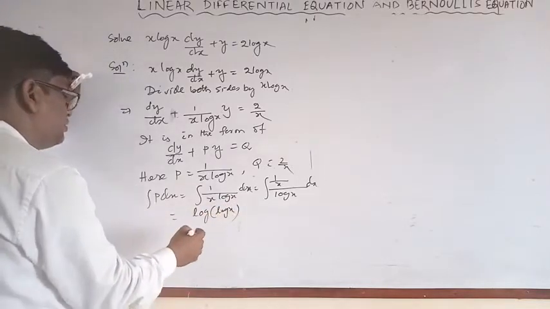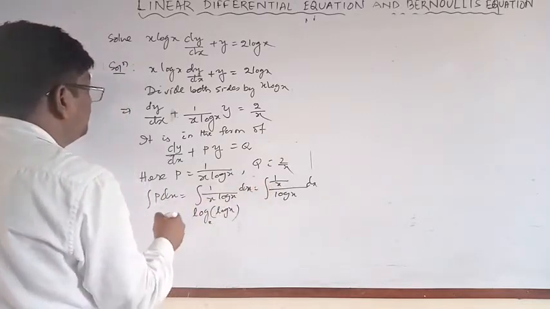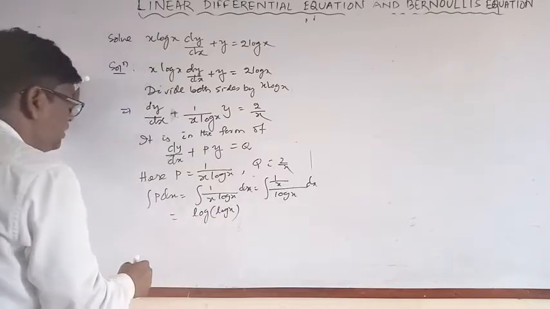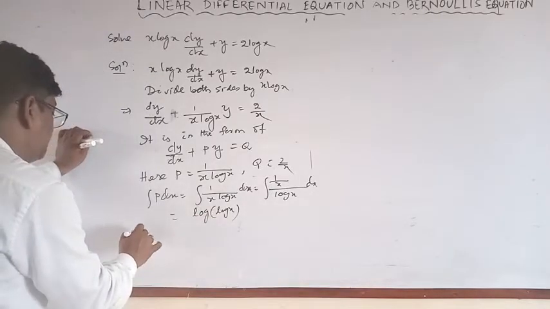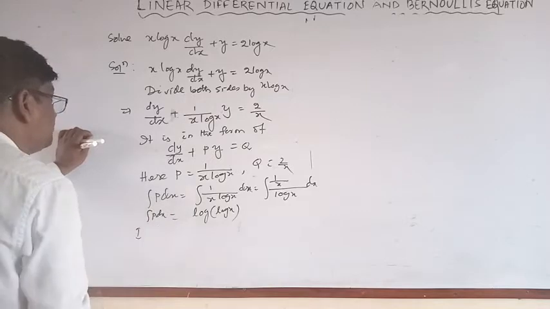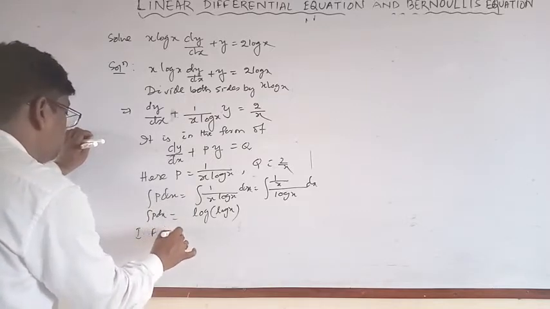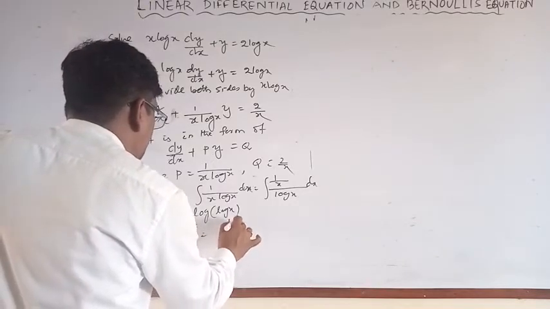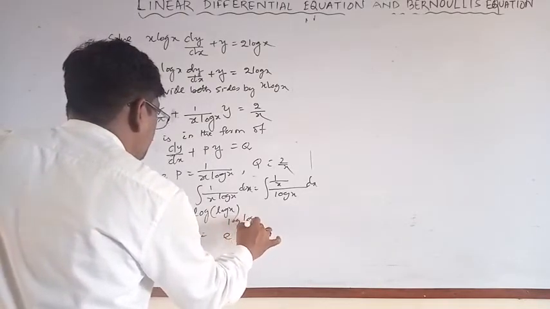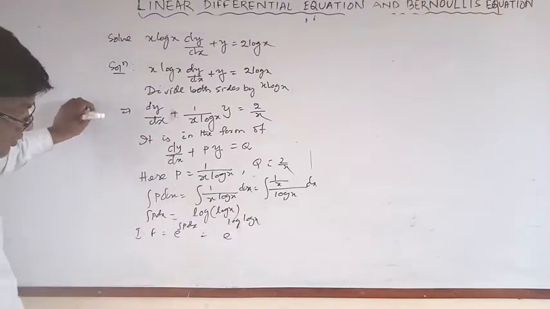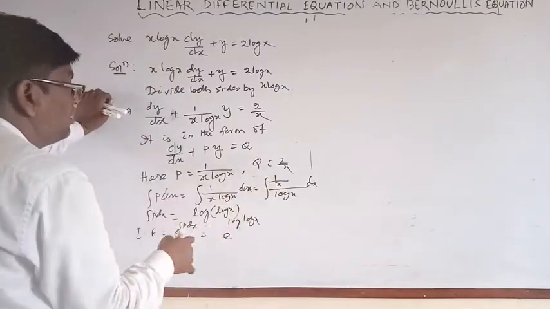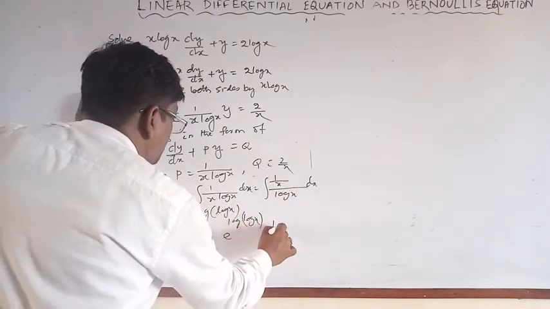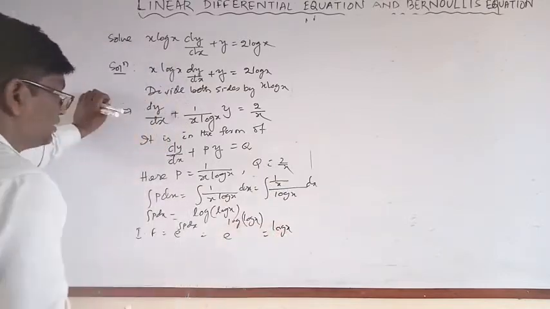Okay, nothing but here e to the power log of log x. So IF is equal to integrating factor. IF is equal to e to the power integration p dx. So e to the power integration p dx means e to the power log of log x, that is derivative of log x, 1 by x. So log of log x. So this is equal to log x.